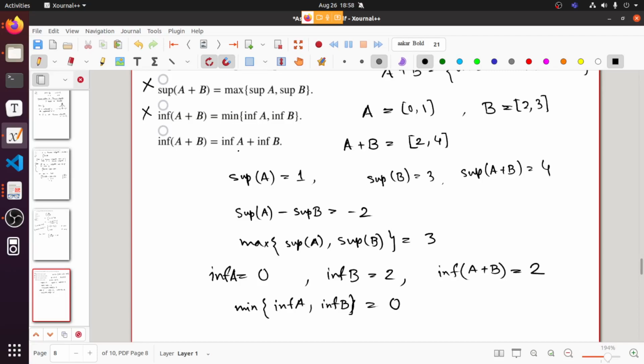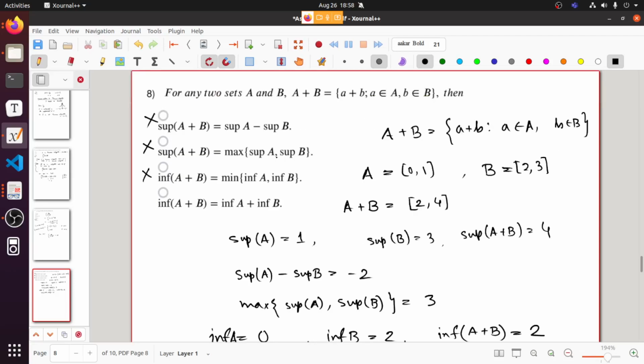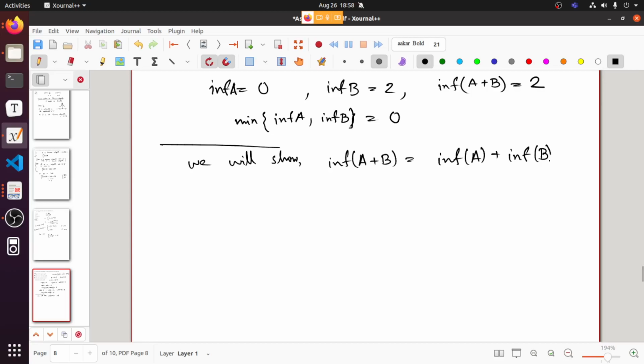Infimum of A plus B equals infimum of A plus infimum of B. So we'll prove this one. We have eliminated the first 3 by counterexample, so for the last one we have to prove it, right? We will show that infimum of A plus B equals infimum of A plus infimum of B. So how to do this? First note that this side.